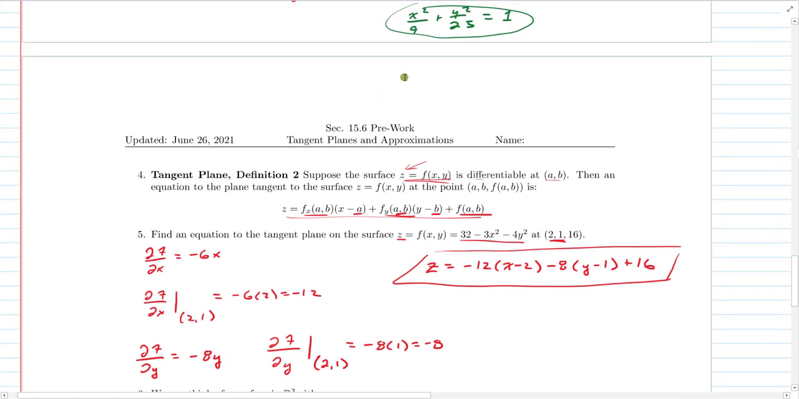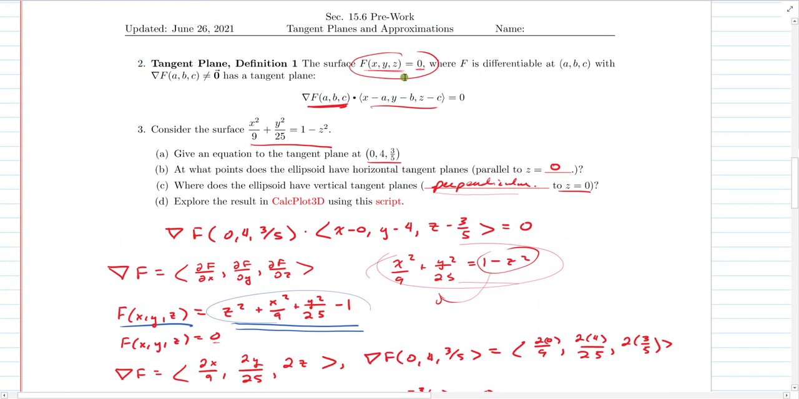So if we look back at this example up here, we could have used that version of the tangent plane, but what we'd have to do is solve this explicitly for z first, and then we could use that definition. And you could see how potentially that's problematic, because if we were to solve this for z, we'd get a plus or minus, and we'd have to be far more careful in that case.